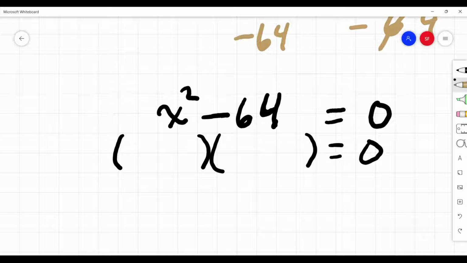And then just like in a trinomial factoring problem, there are 2 slots. First, outside, inside, last, right? In the first slots, we put the square root of the first term. So what's the square root of x squared? X. We put x and x. In the second slot, we put the square root of the second term. What's the square root of 64? 8. And then we do a plus and a minus. That's right.